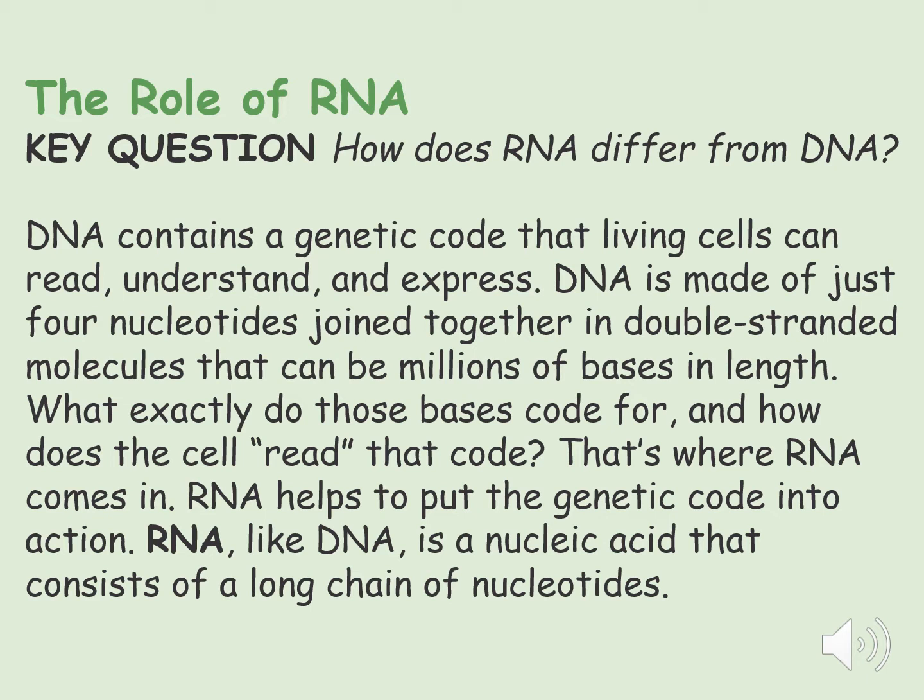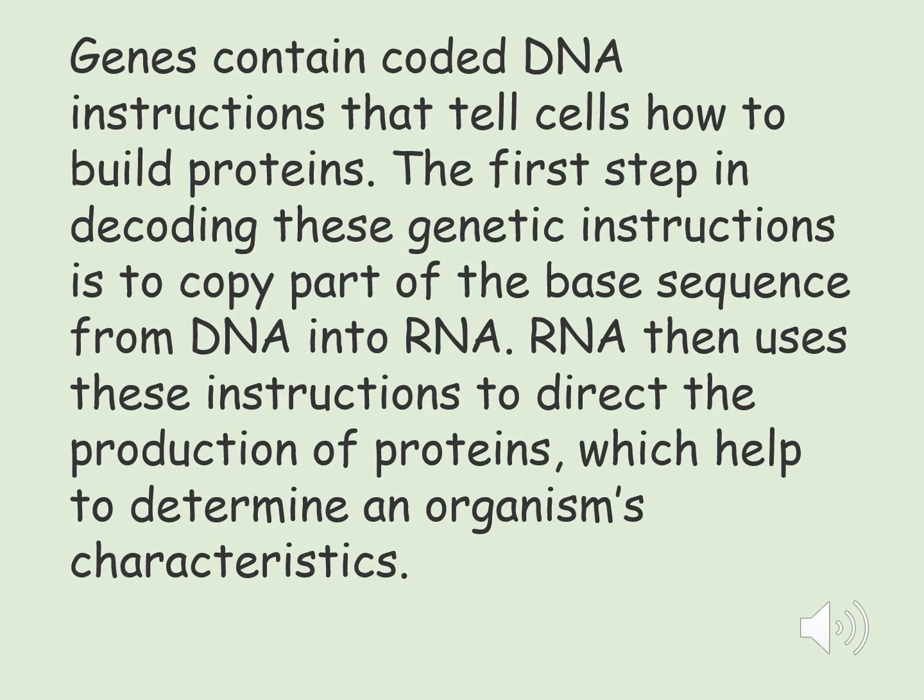RNA, like DNA, is a nucleic acid that consists of a long chain of nucleotides. Genes contain coded DNA instructions that tell cells how to build proteins. The first step in decoding these genetic instructions is to copy part of the base sequence from DNA into RNA. RNA then uses these instructions to direct the production of proteins, which help to determine an organism's characteristics.